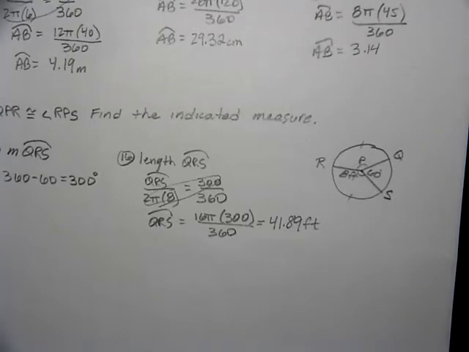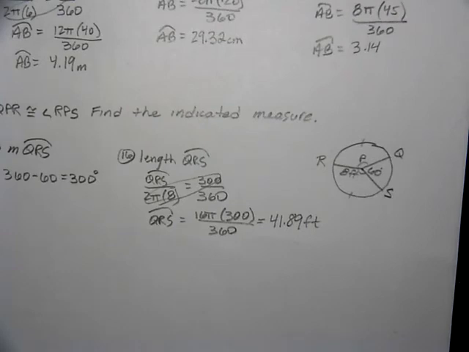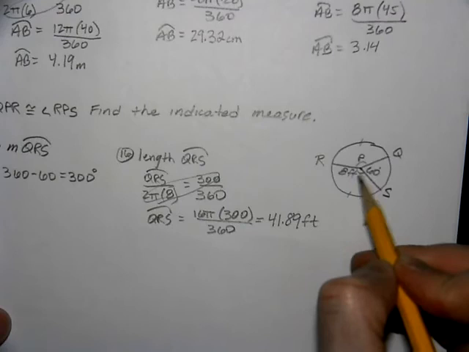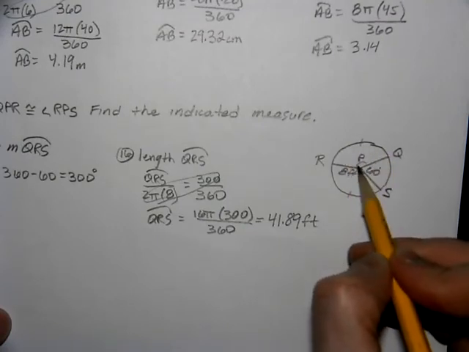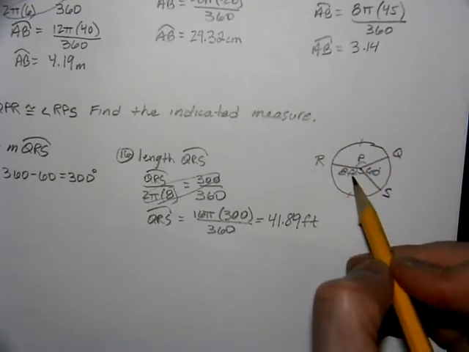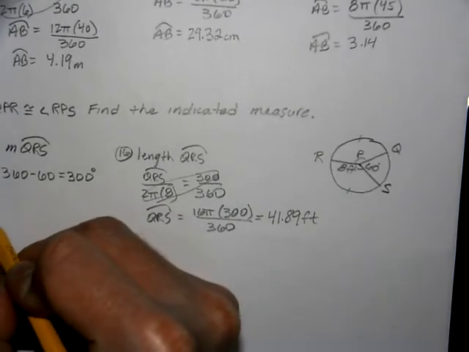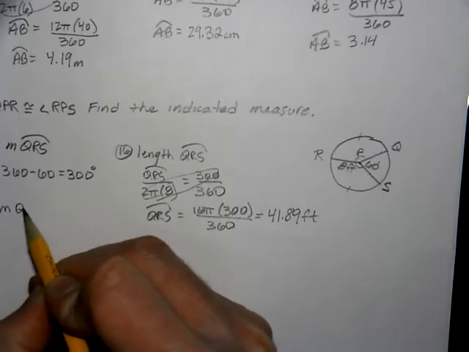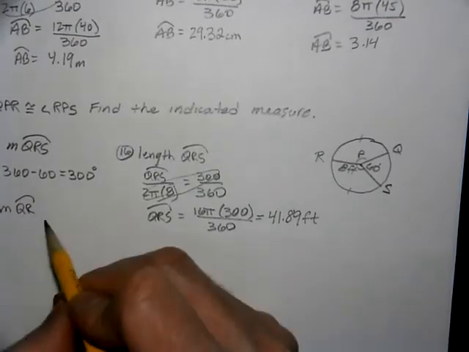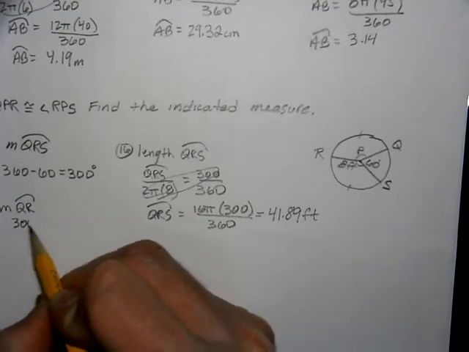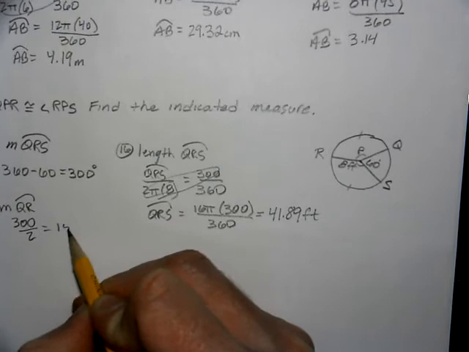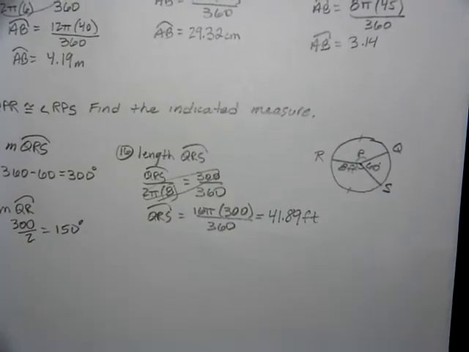Number 17, we're supposed to look for the measure, so that's a degree value, of arc QR. Well, if both arcs are the same, then I know each arc is going to be half of our 300. So the measurement of arc QR is going to be 300 divided by 2, which is 150 degrees.